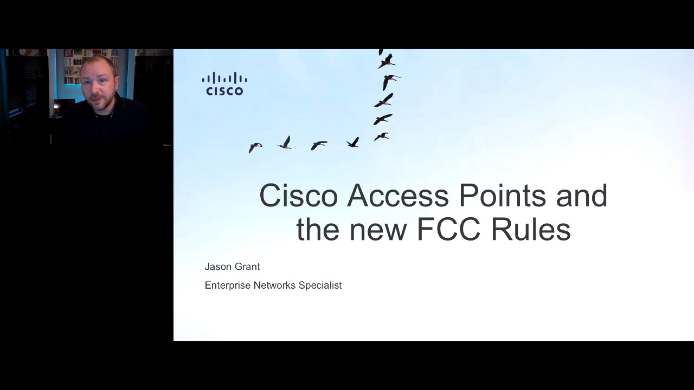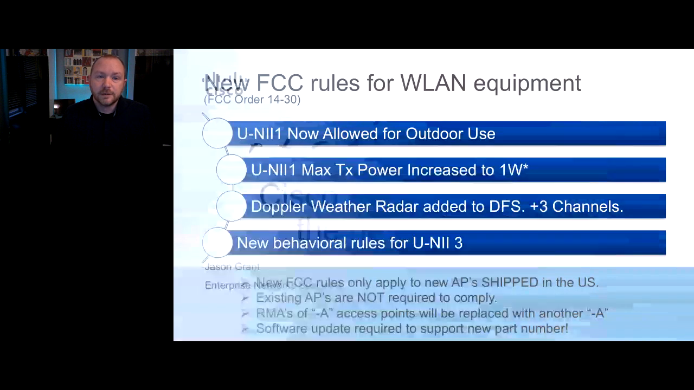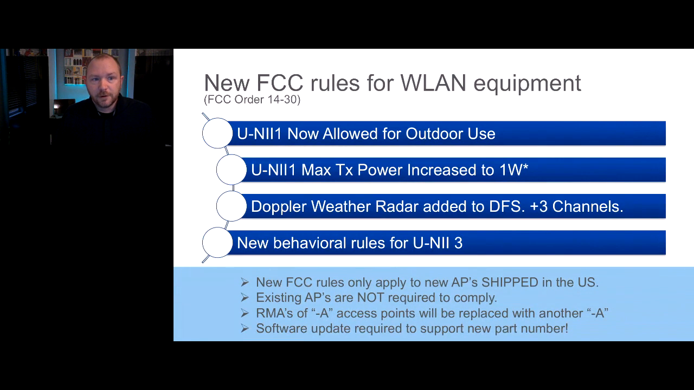I'd like to take just a moment to talk to you for a sec about Dash B. What's Dash B? It's a great question. I'm glad you asked. It has a whole lot to do with access points and specifically part numbers associated with access points that comply with some new rules by the US FCC. Now specifically, the Federal Communications Order number 14-30 introduced some new rules for wireless LAN equipment and how they're to behave.